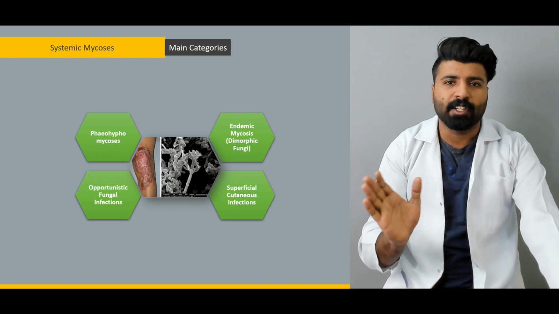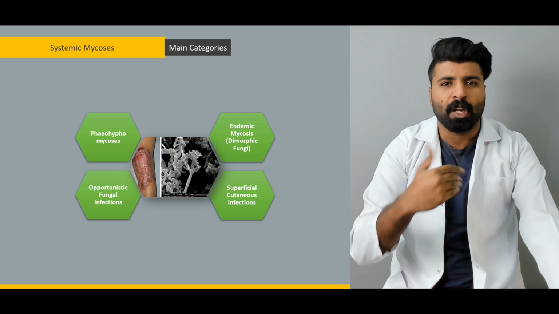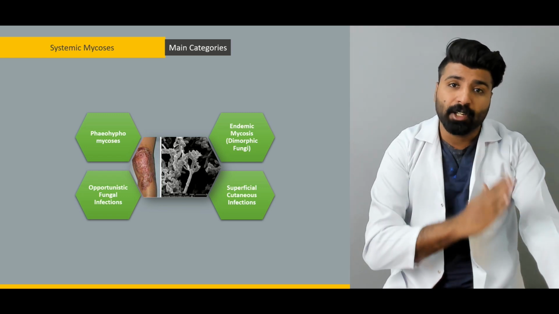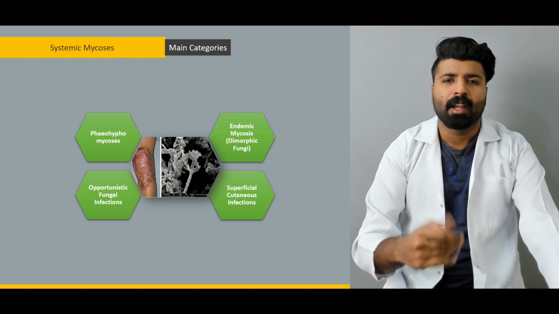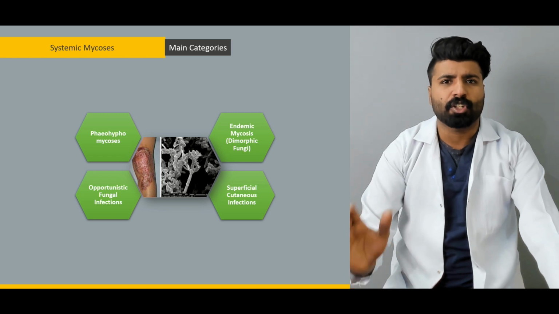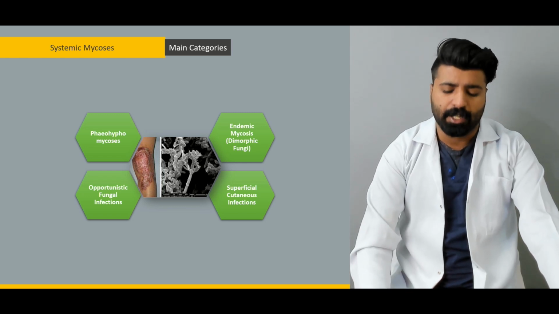Thermally meaning at different temperatures, they adapt to different forms. Like at 25 degrees centigrade, they're going to be mold. At body temperature, they're going to be yeast. That's why they're called endemic. And they contain further subtypes, which are blastomycosis, coccidioidomycosis, and further on we'll talk about all of them in detail.